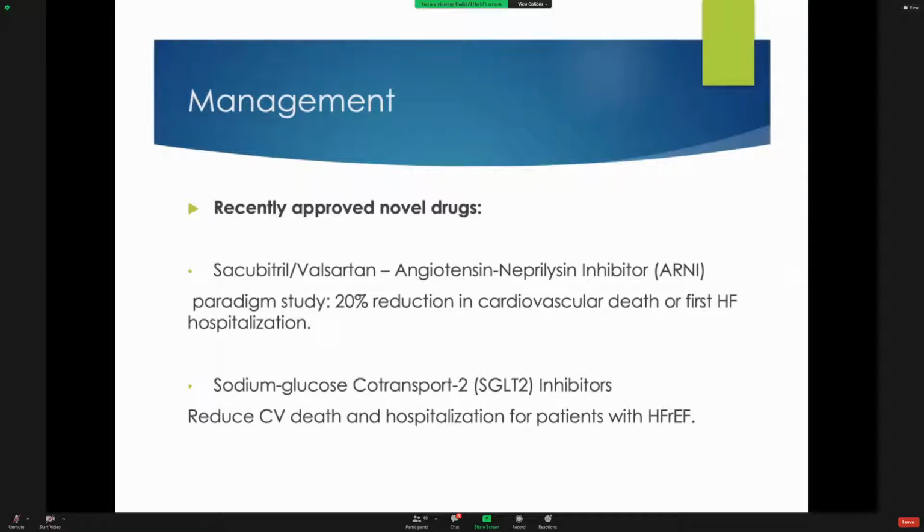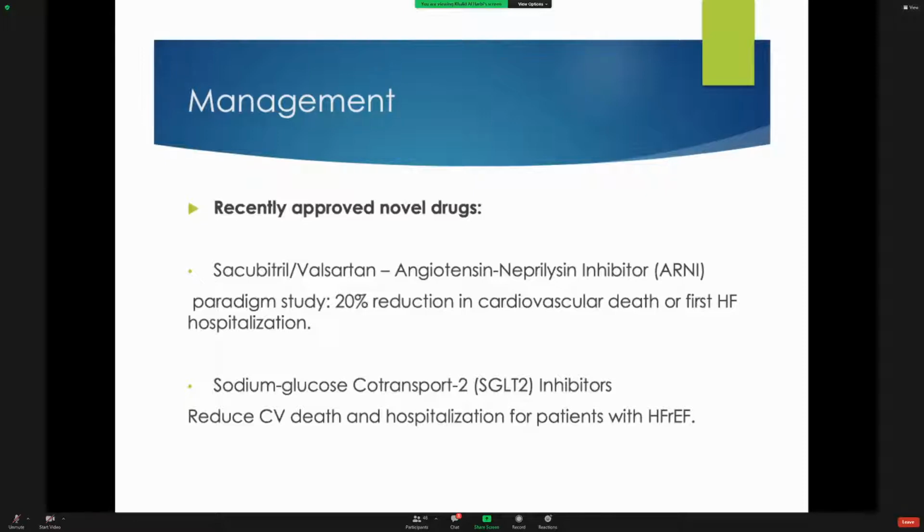So the two recently approved novel drugs: the ARNI, the sacubitril valsartan, is also proven in randomized clinical trials to reduce cardiovascular death or first heart failure hospitalization. And the second one, yes.